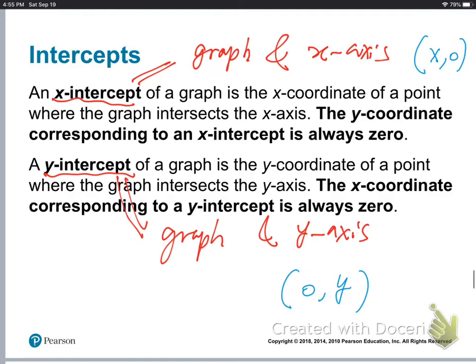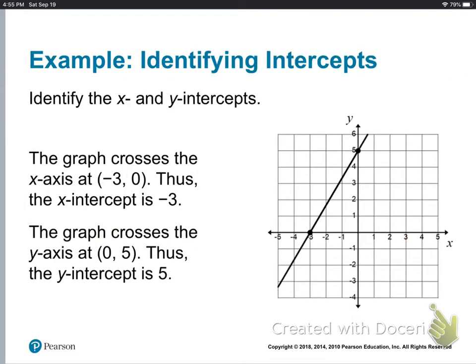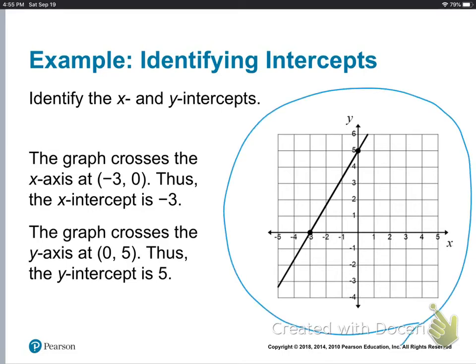Intercepts mean common points of the graph and the axis. So this is a picture. Based on this picture, what is the graph? The graph is this straight line, right? I make it red. The graph is this red line.